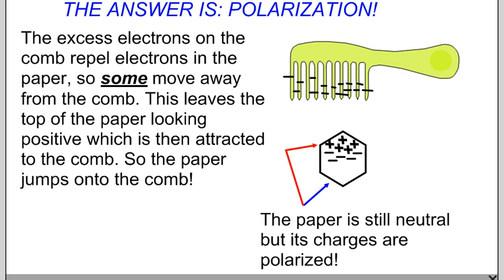There are positive charges on the top because the negatives have been repelled by the negatives in the comb, and so they move away. Now, paper is not a good conductor, but the repulsive force between the electrons is strong enough to make them move away slightly, leaving the top of the paper looking positive. And positives are attracted to negatives, so the paper moves up. But the paper is still neutral. It still has the same number of electrons as protons. The charges have been polarized.